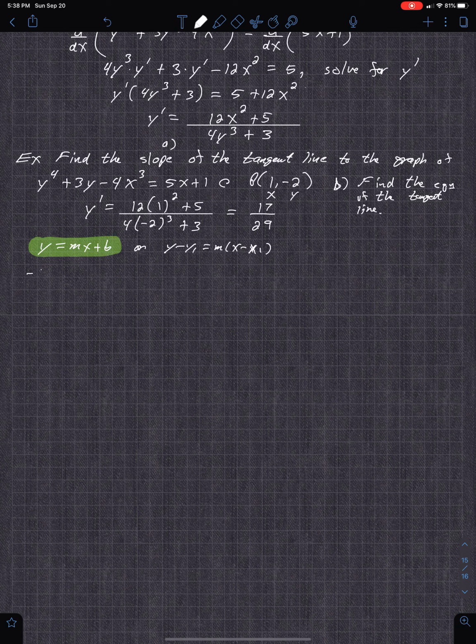So you put in -2 = -17/29 times 1 plus b, and then you just solve for b. So you get -2 plus 17/29. I'll let you work that out. It's -41/29. And so you get y = -17/29 x - 41/29. Okay, a little crazy, but that's all right. That's just what happens sometimes with this stuff.